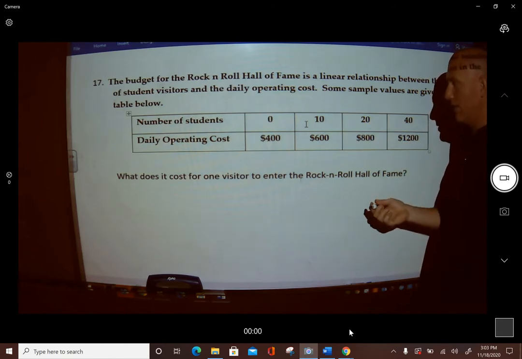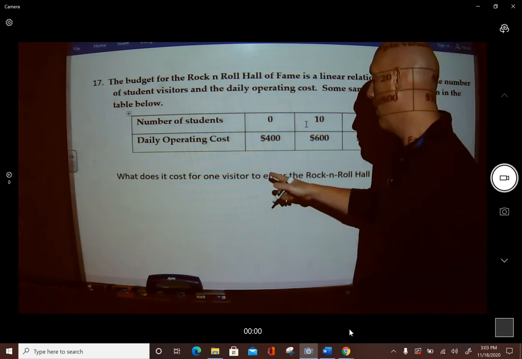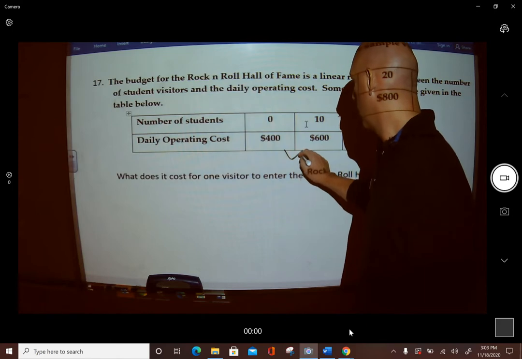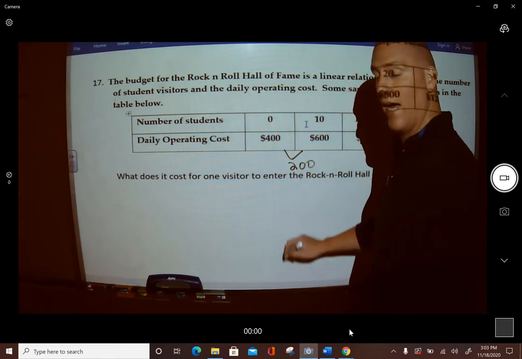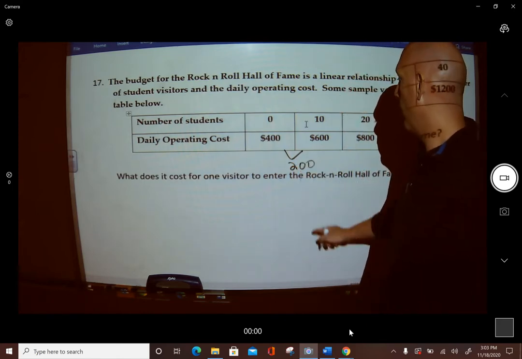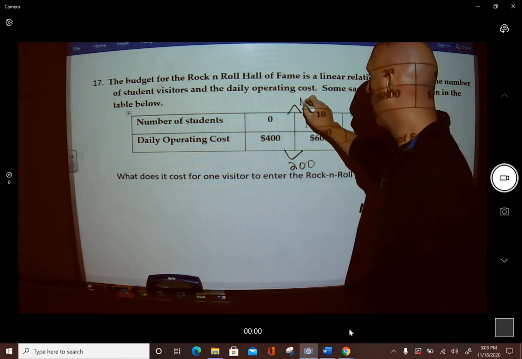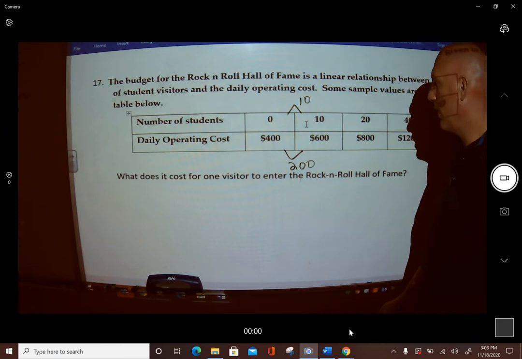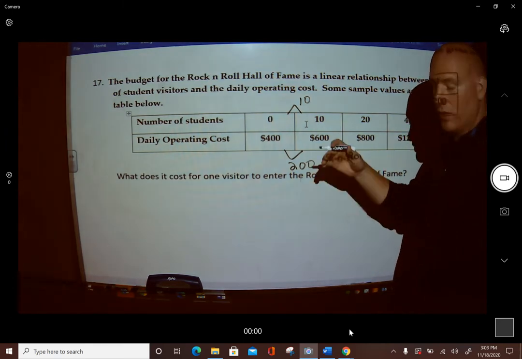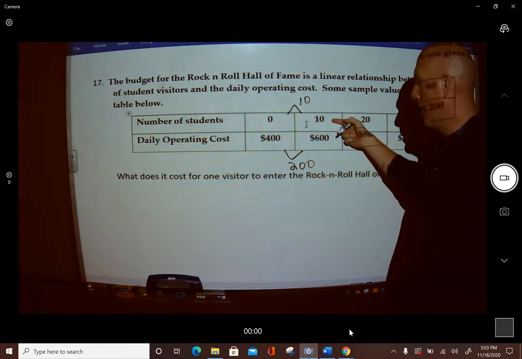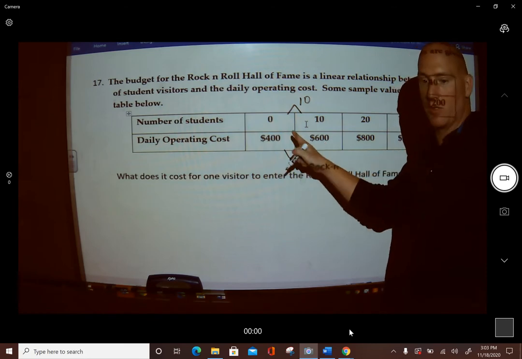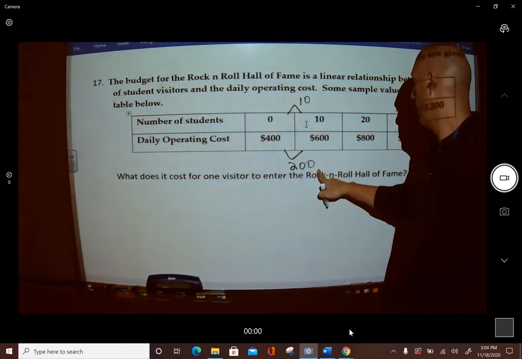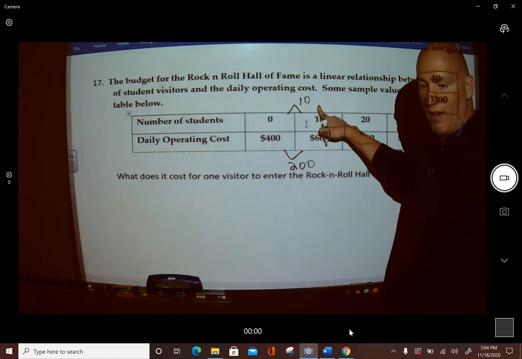So when we analyze this, hopefully we notice if it was $400 for 0 and $600 for 10, we went up $200. But we went up $200 for 10 kids, okay? So when we look at this, it's not like it was $600 for 10 kids. 400 of that 600 was just initial operating costs. Only 200 of it went up for 10 visitors.